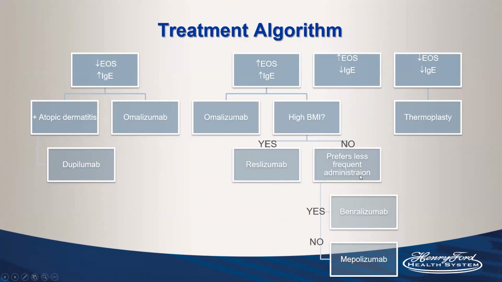If no, you can ask your patient if they prefer less frequent administration, if they have a long travel to make, usually benralizumab, and if it doesn't really matter, then mepolizumab. If you have decreased eosinophils, decreased IgE, maybe thermoplasty could benefit your patient, but again, I wouldn't say experimental. From what I read on it, it might improve the rate of exacerbations. However, it comes with its own risks, and there are specific patient selections for that.